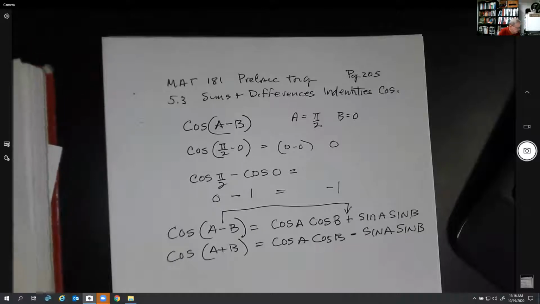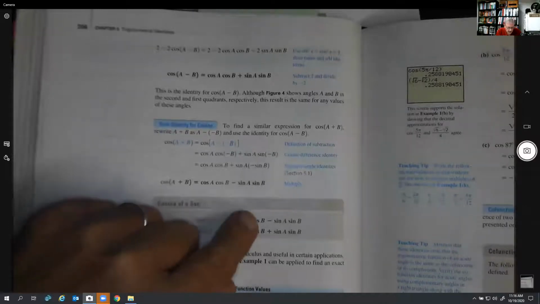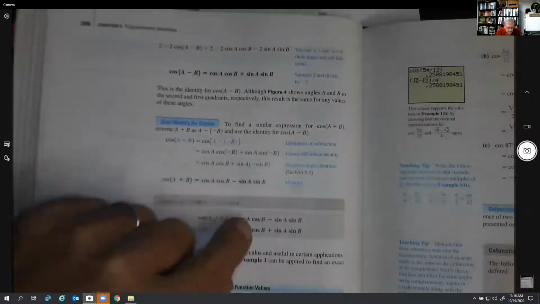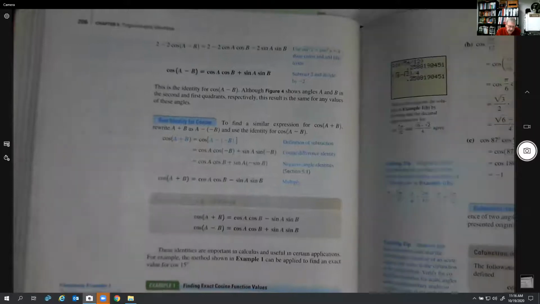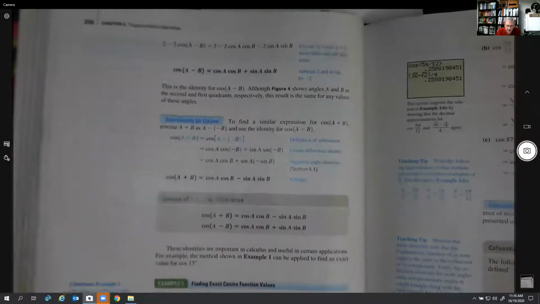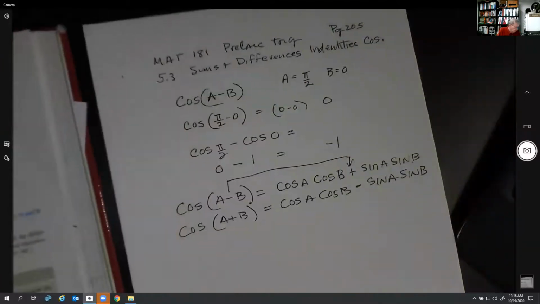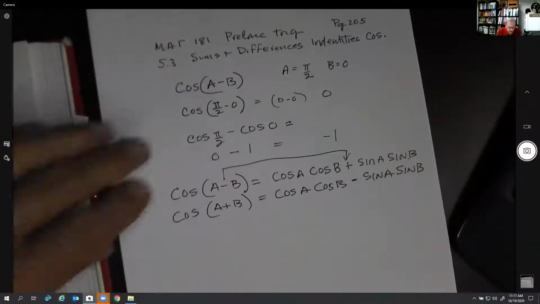So on page 206, you can see here's your goodies. You can see it, cosine, sine, cosine, sine. Because when we do the sine of A plus B, it's going to be a little different. So we kind of want to memorize this, so it's kind of interesting.